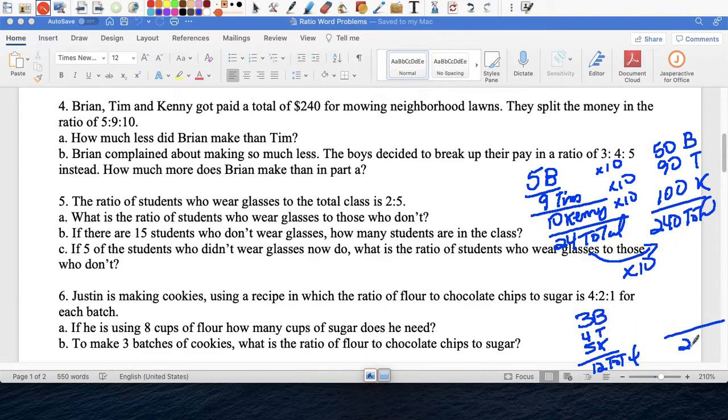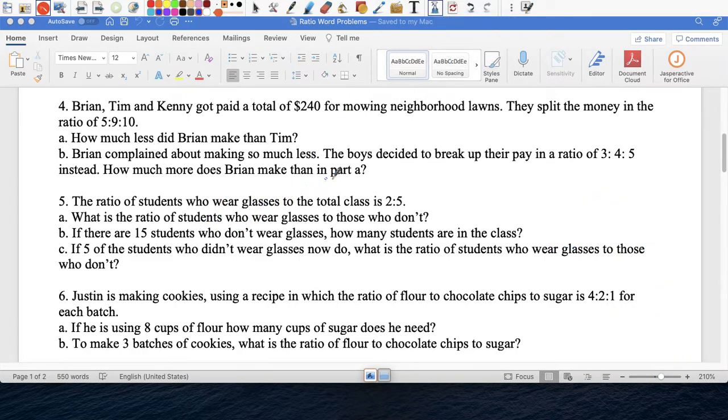What happens if they split that initial 240 in that way? So this is definitely times 20, right? So everything is times 20. Brian would get $60, Tim would get $80, and then Kenny would get $100. Is that still equal to 240? Yes, it does. So if they split that in this manner, how much more does Brian make? Well, if you compare 60 and 50, he makes $10 more.